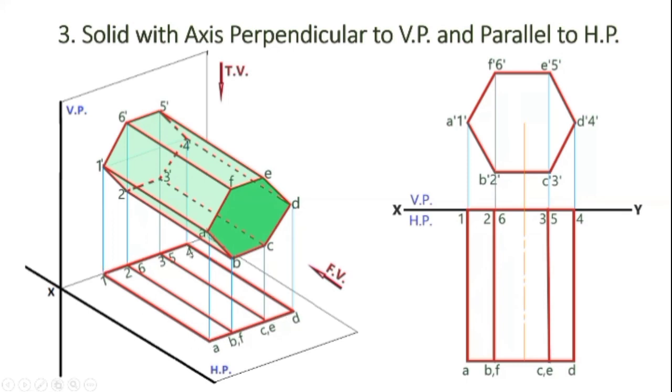In this rectangle, we have already seen that four edges were visible from the top view, so we have drawn a rectangle, and the hexagon will be seen as a straight line from the top view. So we draw a straight line. In the HP, we get a rectangle, which is the top view, and in the vertical plane we get a hexagon, which is the front view. When we draw it in the orthographic view, we draw a hexagon as the front view and a rectangle as the top view.